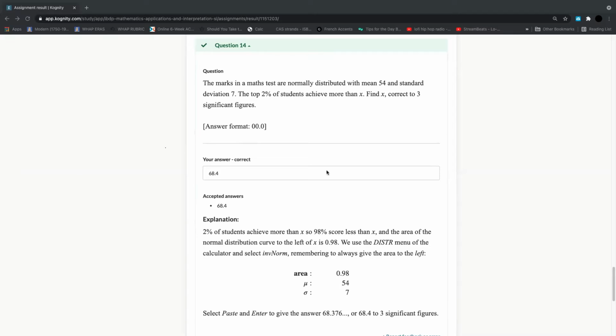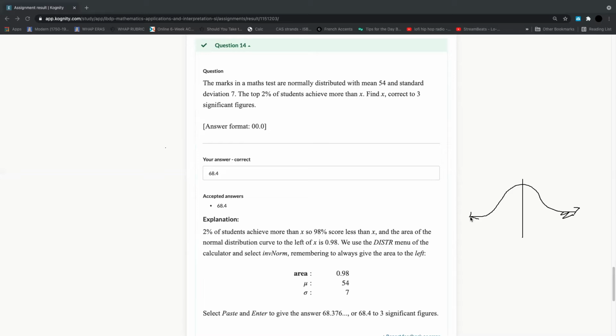Okay. So let's say you were to have a bell curve. So this would be your mean. So I'm saying top 2%. So that would be all the way up here, maybe even less than that. So using normal distribution on your calculator, you cannot find the values to the right. So you need to find the values to the left.